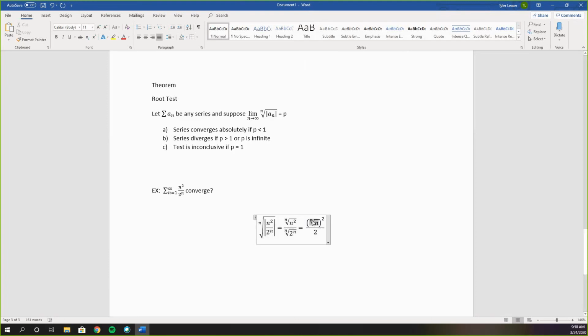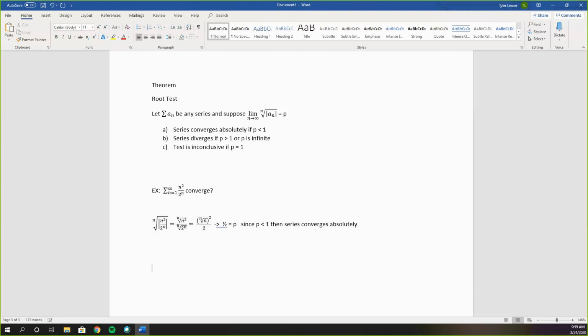This term up top is actually something that we saw back in section 1. This is one of those common sequences that we know the answer to. As n goes to infinity, this just approaches 1. And because that approaches 1, the limit as n goes to infinity is just going to approach 1/2. Don't forget that that is my p-value. And since p is less than 1, my series above doesn't just converge, it converges absolutely. Okay, great. So that's just an example of using the root test here.